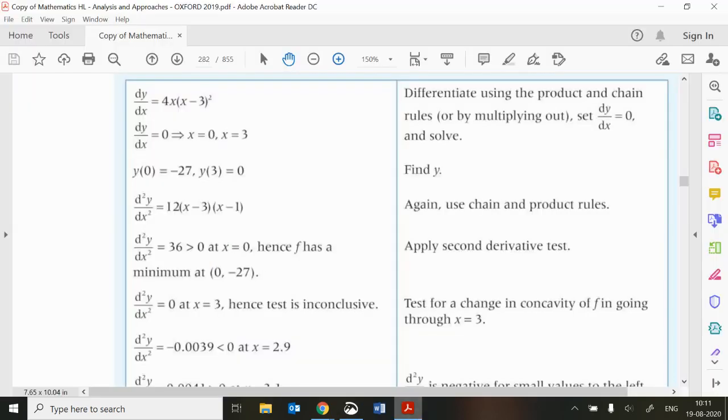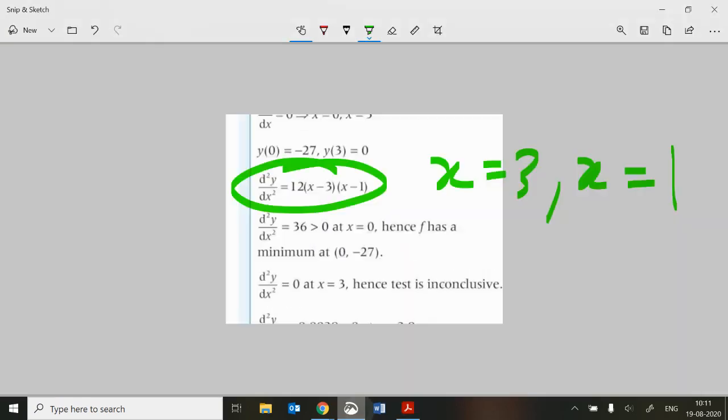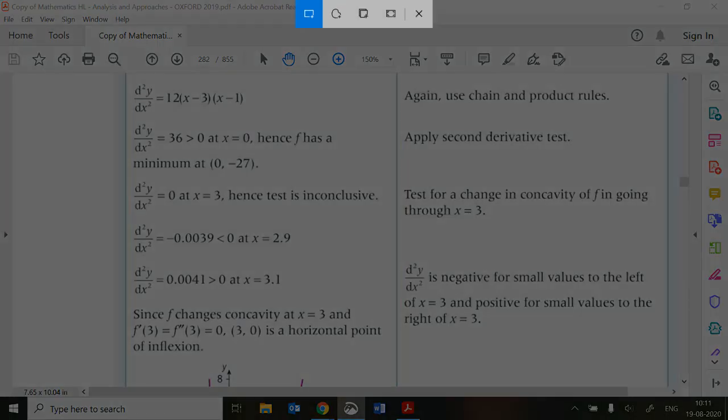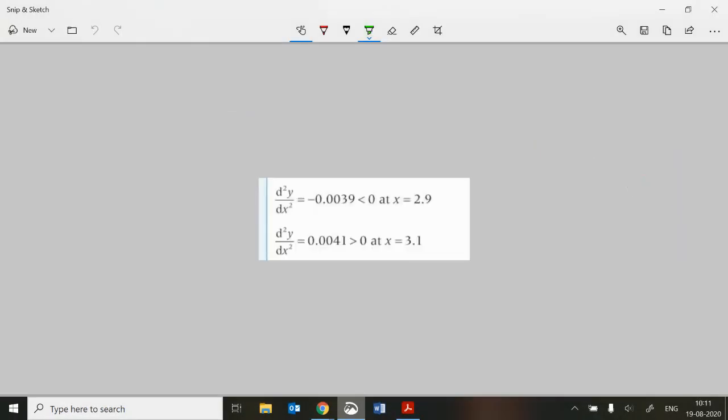I mean, it's worth working through because these are quite technical. And there's this other little bit here as well, where they're just checking the change in the concavity either side of what they think is their point of inflection. Okay, remember you need to check points of inflection could actually be turning points. Again, like y equals x to the power 4.